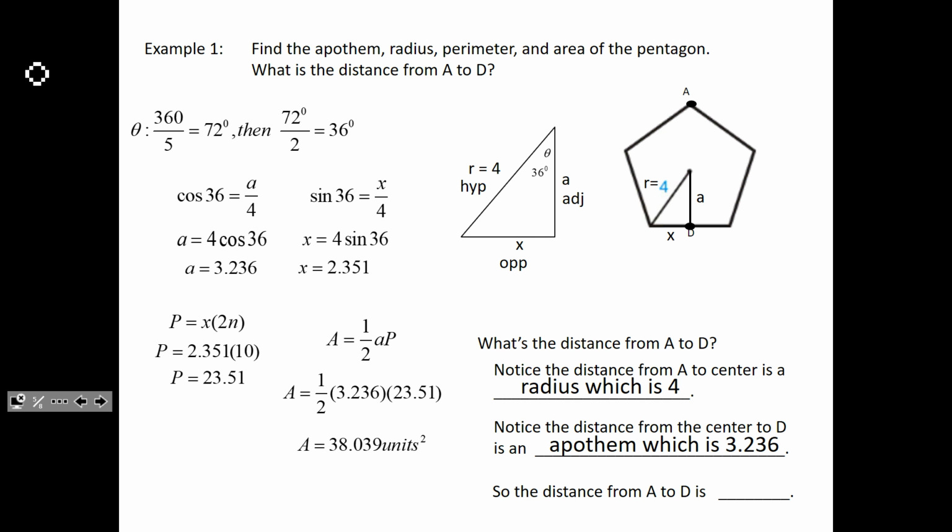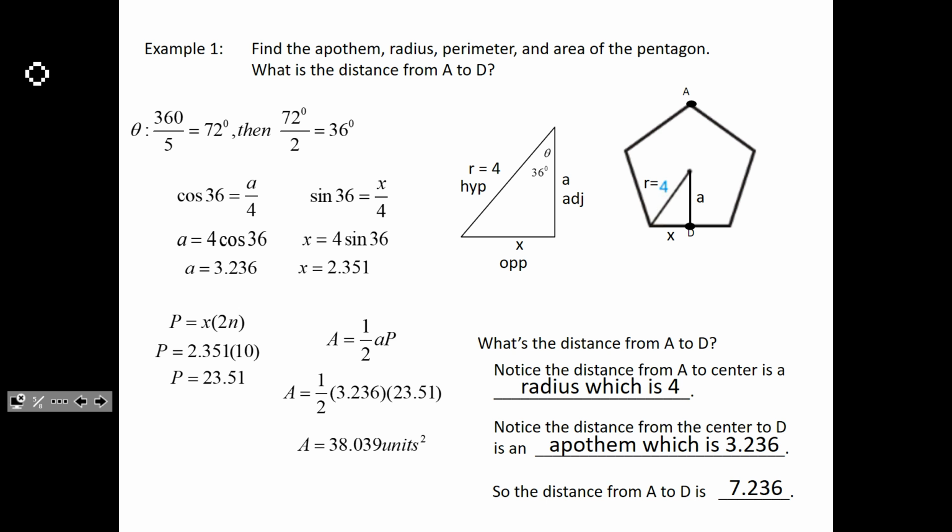And you don't have to write down all those words there. Just something for discussion. You just need to show me that you added those two numbers together. So 4 plus 3.236 gives us 7.236. All right. Okay, let's look at example 2.